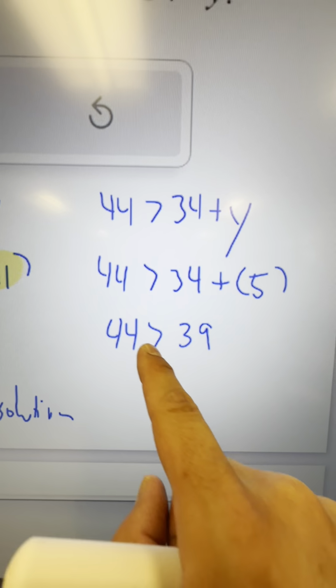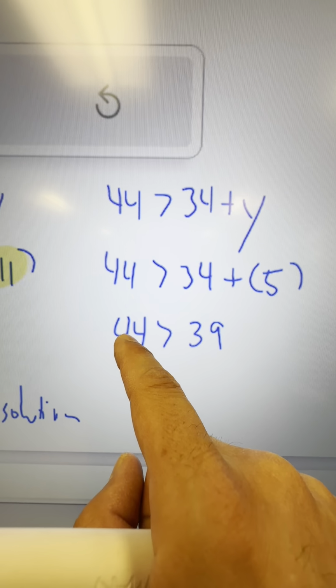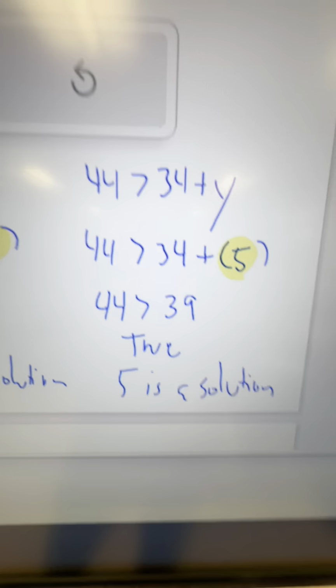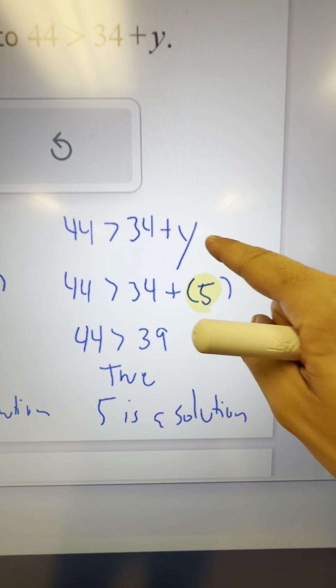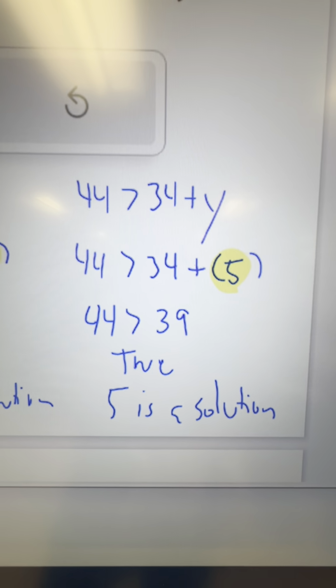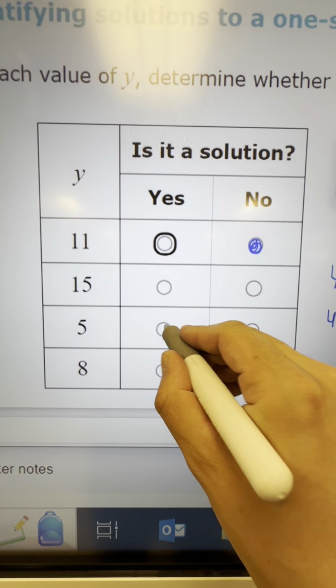And when I read this, it says 44 is greater than 39. Remember, that means bigger. And then you just ask yourself, is 44 bigger than 39? Yes, it is. So that is true. And what that lets me know is the number that I just evaluated, this value here, 5, is a solution. So I go back to my table. 5, is it a solution? I would put yes.